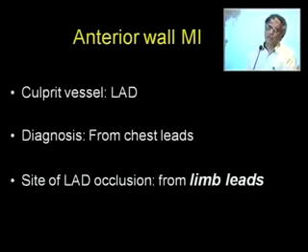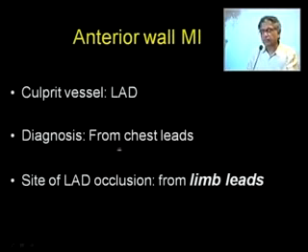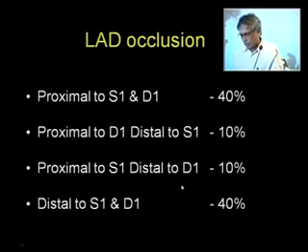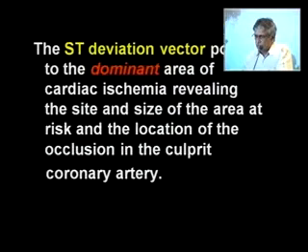So in anterior wall MI, a proximal occlusion of the left anterior descending artery will be a large MI. So that's the high risk patient. So can we diagnose a proximal total occlusion? So far I showed you unstable angina. Now we're talking about full-blown ST elevation MI. Can we diagnose proximal occlusion? Answer is yes. But interestingly, we can diagnose it not from the chest leads, but from the limb leads. How is that? If we look at all LAD occlusions, almost half of them are proximal.